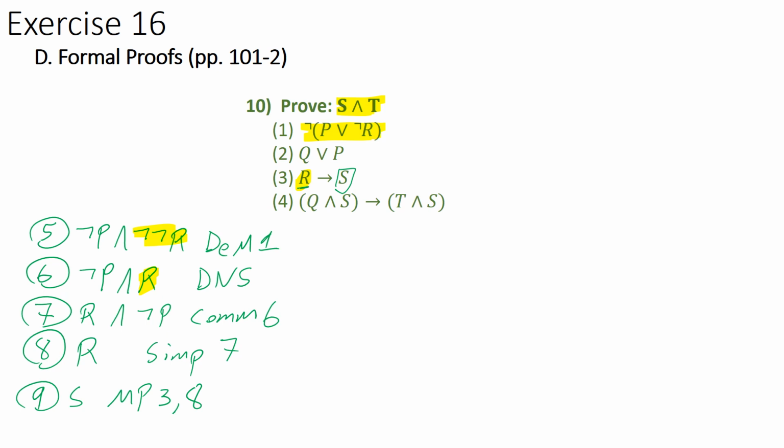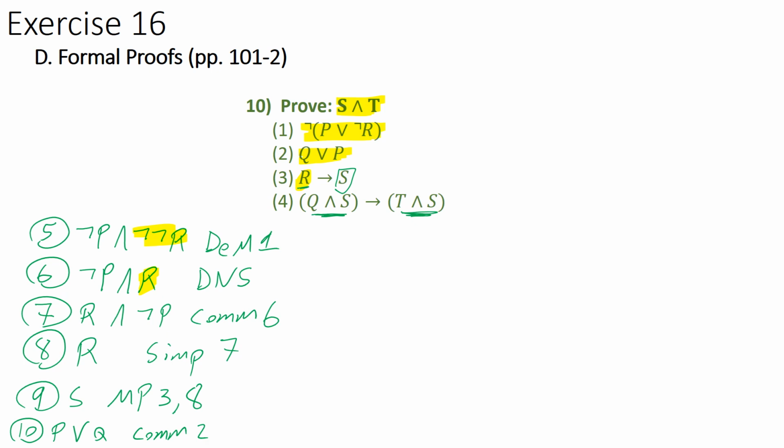We want to prove that S and T is the case. We have this T and S here, so that means we're going to eventually want to affirm this antecedent. And that means we better get Q somehow. Now Q appears here, line 2. Moreover, we know that P is not the case. So for line 10, we could say P or Q, commutative rule, line 2.